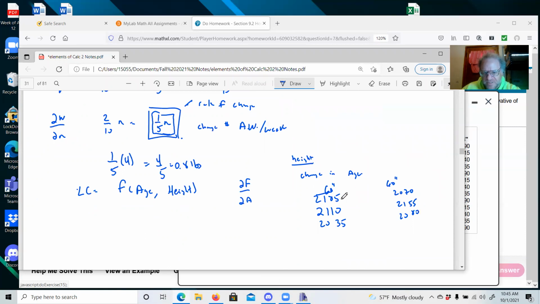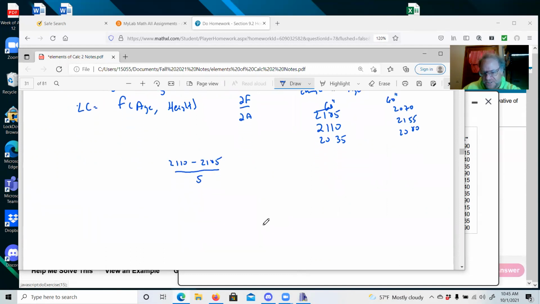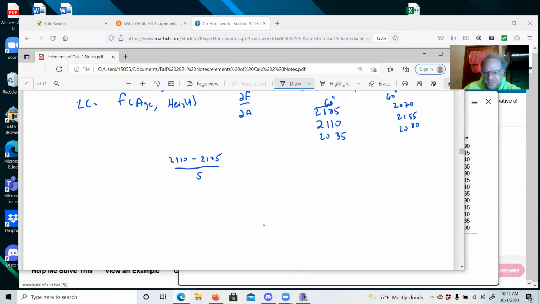We're saying what's the dF by dA. So what I'm going to do is take the average rate of change between these. I want to do 2120 minus 2185, and the difference in ages is 5. That's my h. I also want to do 2035 minus 2110, and my difference is 5.